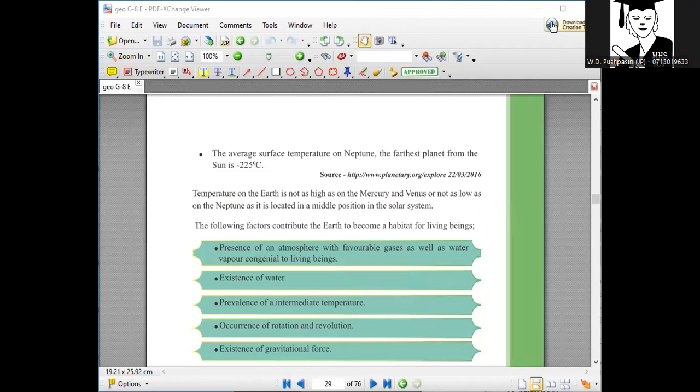Can you repeat that one again? Following are the factors that help living beings to live. So what is the first factor here? Because of the atmosphere. Just write down one point.